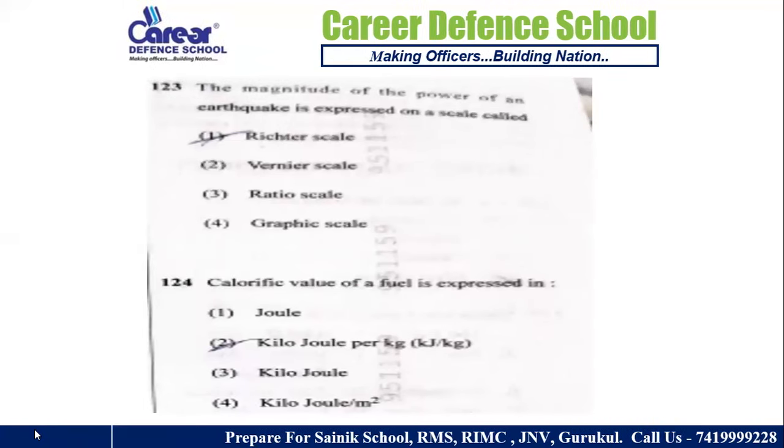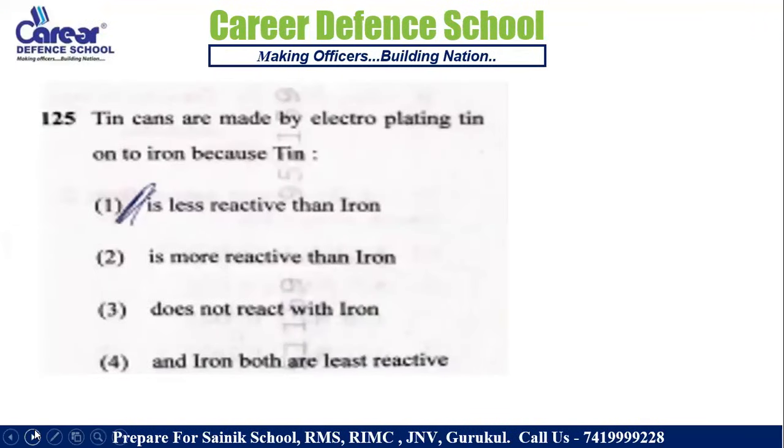Next one is: tin can be made by electroplating on iron because tin is less reactive than iron, so that iron can displace it. Option 1 is correct.